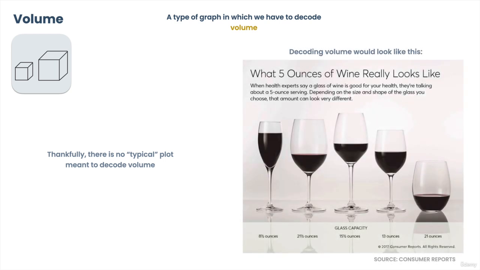Actually, I found this example the best possible way to illustrate how bad we are at judging volumes. This plot is trying to make us aware of how different 5 ounces of wine might look depending on the glass. So here, all of the glasses of wine have the same amount of wine, but they certainly look very different.